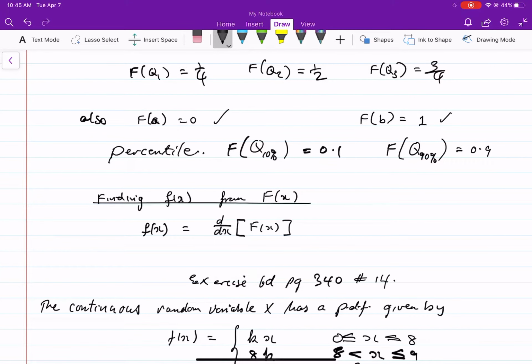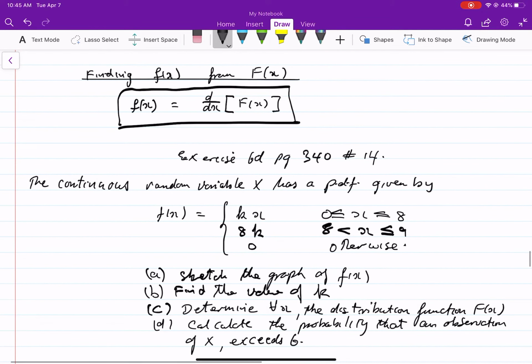Finding small f of x from big F of x. Well, if you think about it logically, how did you get big F of x to begin with? You had to integrate small f of x from the lowest value to a specific value of x, which means if I want back small f of x, I clearly would have to differentiate. So as shown here, small f of x is the derivative of big F of x with respect to x.